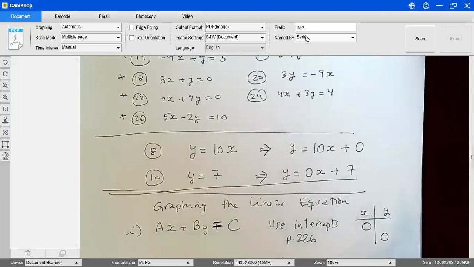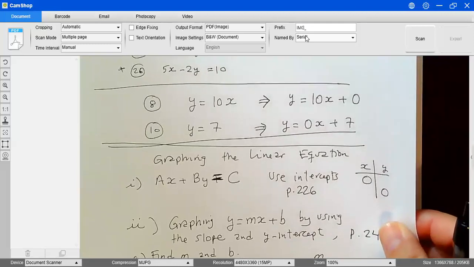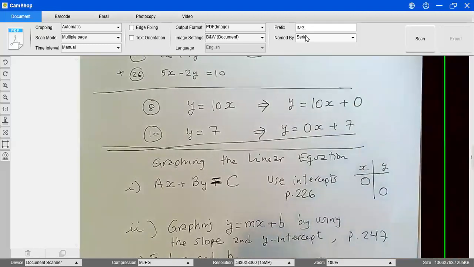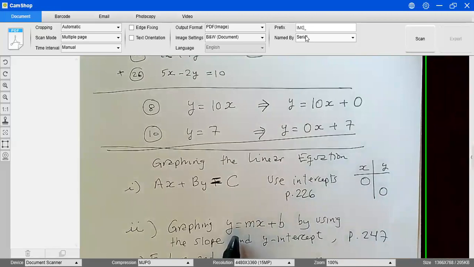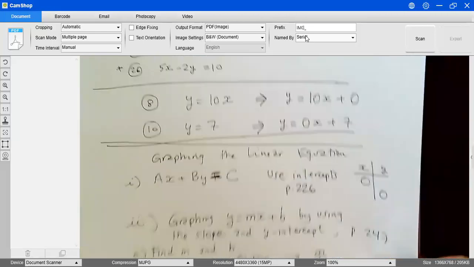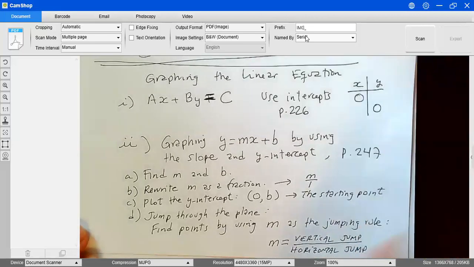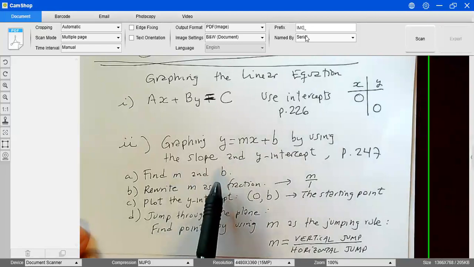So now we're going to cover another method, the last method that is going to be very useful. And this is a very important method when you have the linear equation in the slope-intercept form, which is y equals mx plus b. And we're going to use the slope and the y-intercept. So this method is described in your book on page 247. So what are the steps? The first step is just finding the slope and the y-intercept. So finding m and b. So we learned to do that just a moment ago.